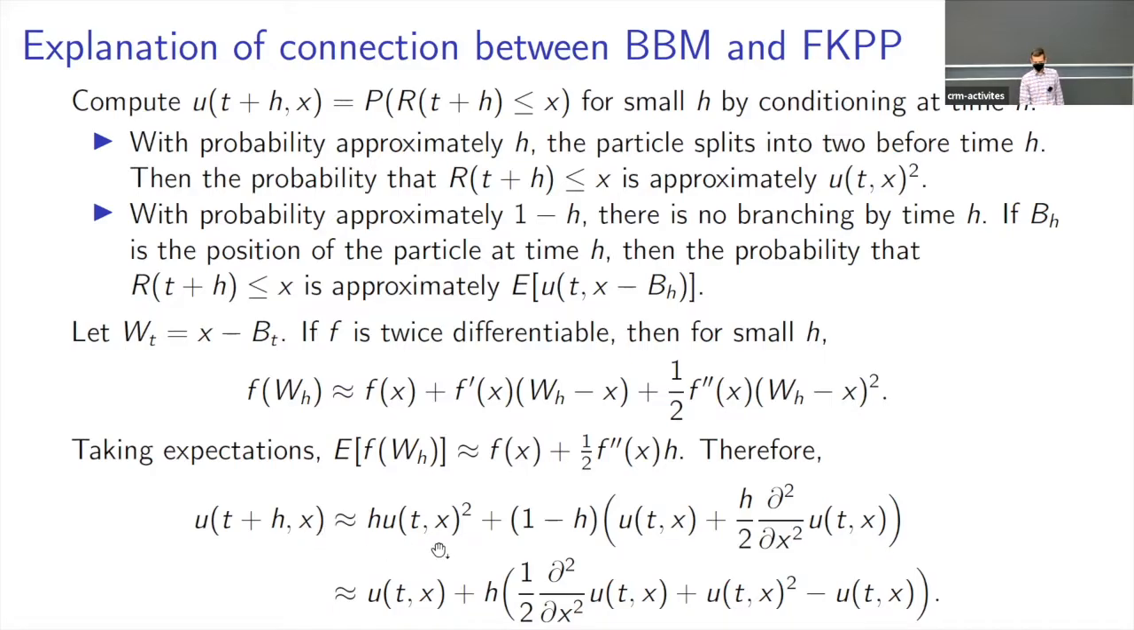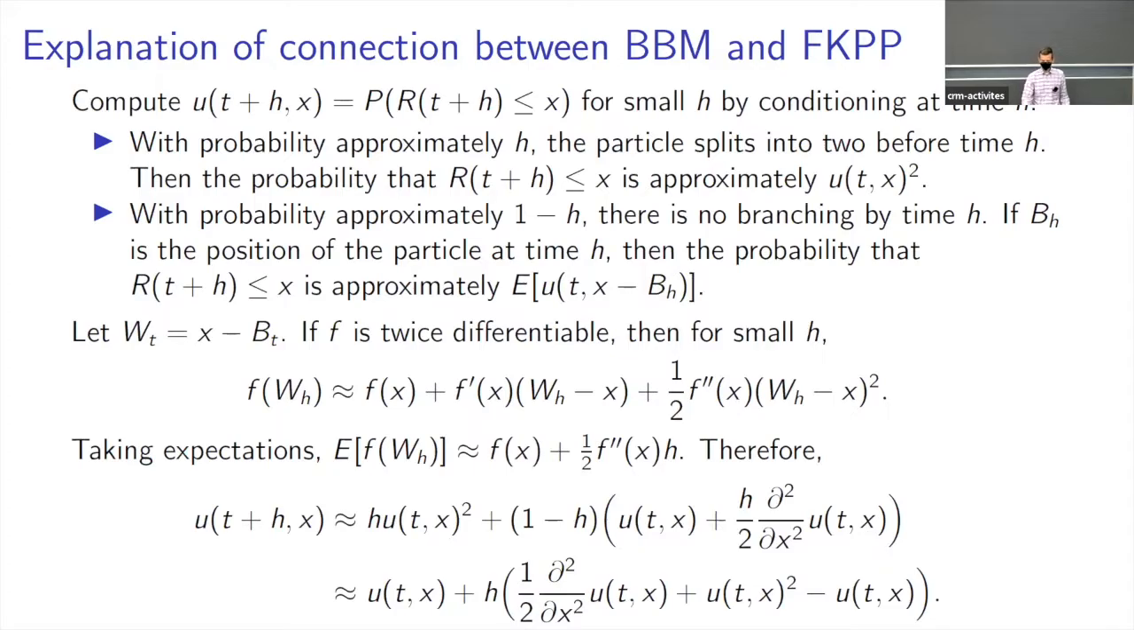The first term takes into account what happens if there is a branching event before time h. So that's h times u(t,x) squared. And then we have 1 minus h multiplied by this expectation. And we can think of this expectation as being the expectation of a function of W_h. And so from this result here, we can write it as u plus h over 2 times the second derivative of u with respect to x.